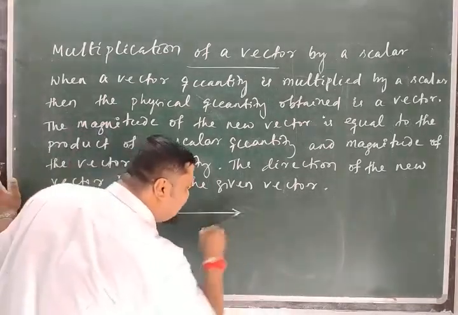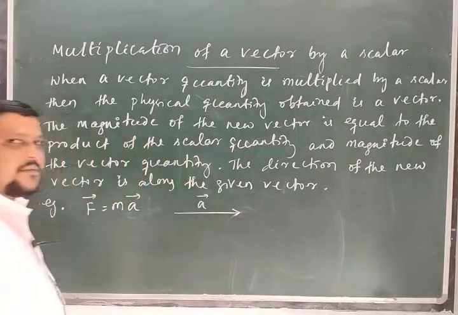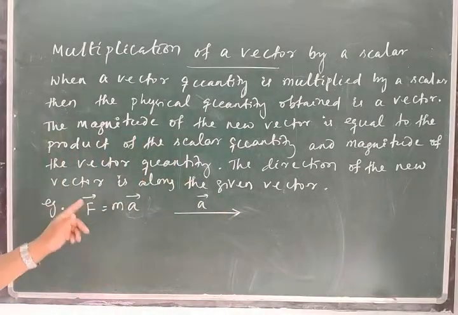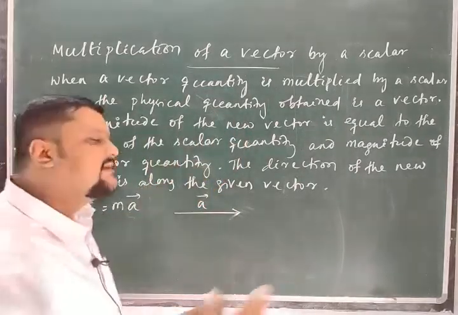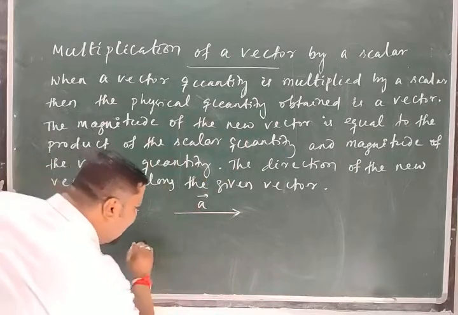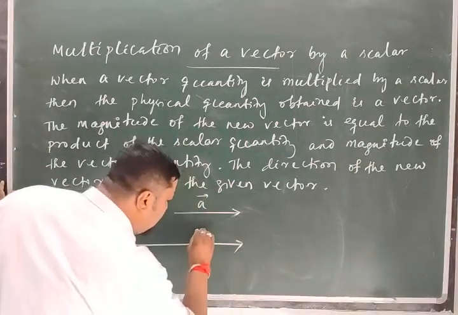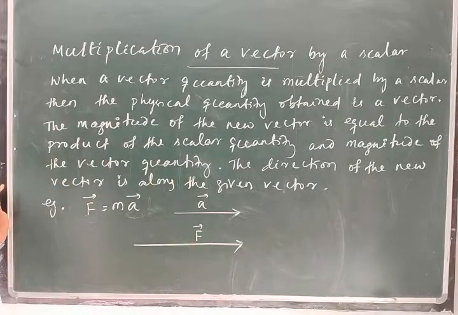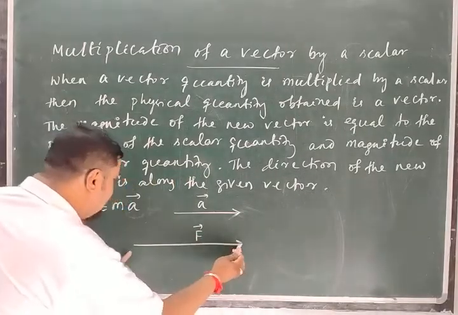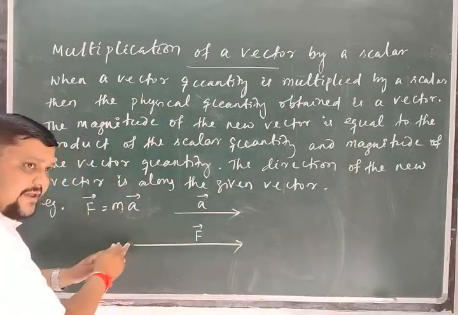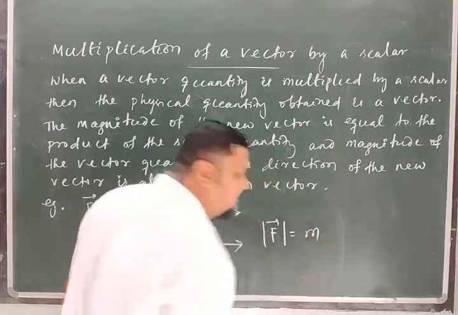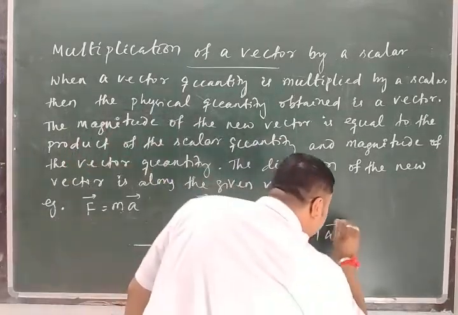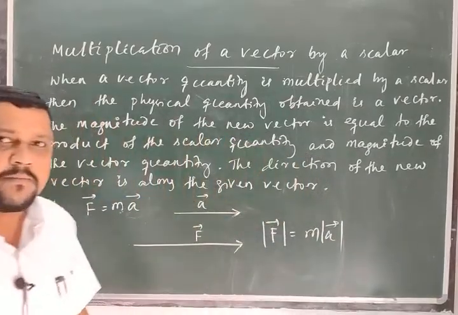Let this be the acceleration vector represented, and we want to find this force. If m is some quantity, the mass is given as 2 kg, 1 kg, 5 kg like that. If you multiply that, you will get a new vector, that is your force. This new vector has a magnitude equal to m times the magnitude of A. So I can write the magnitude of this force is equal to m, only the magnitude, times the magnitude of vector A.